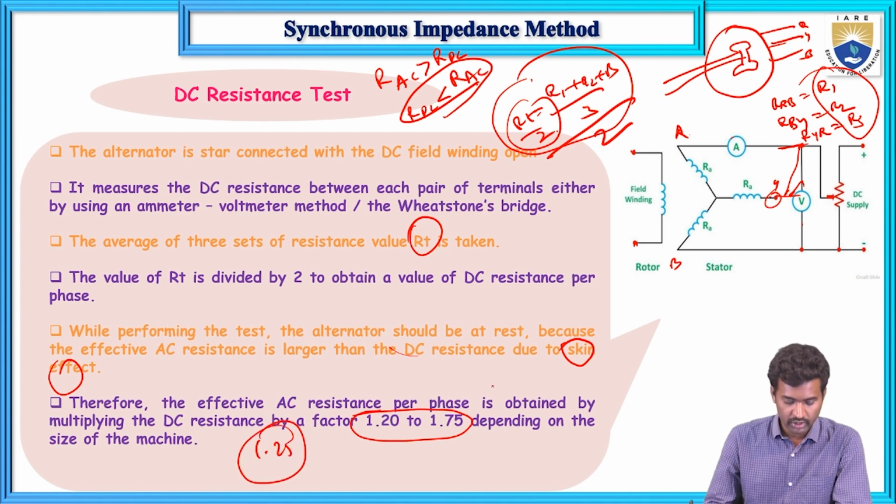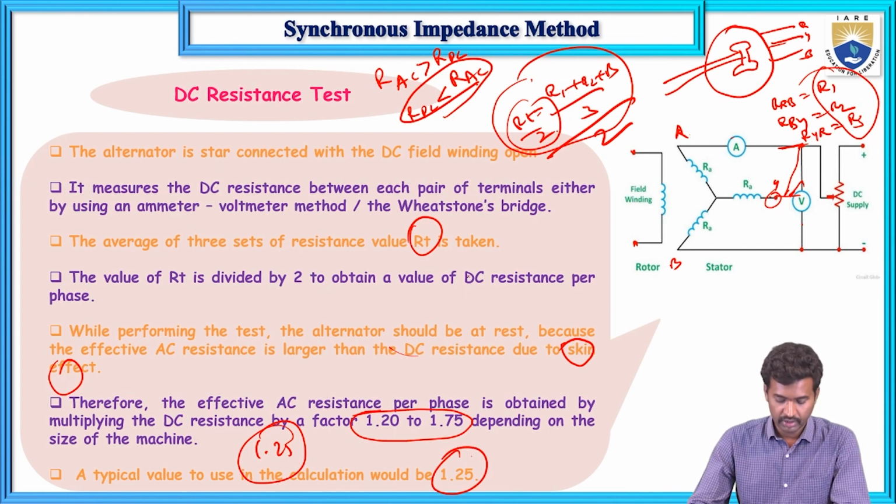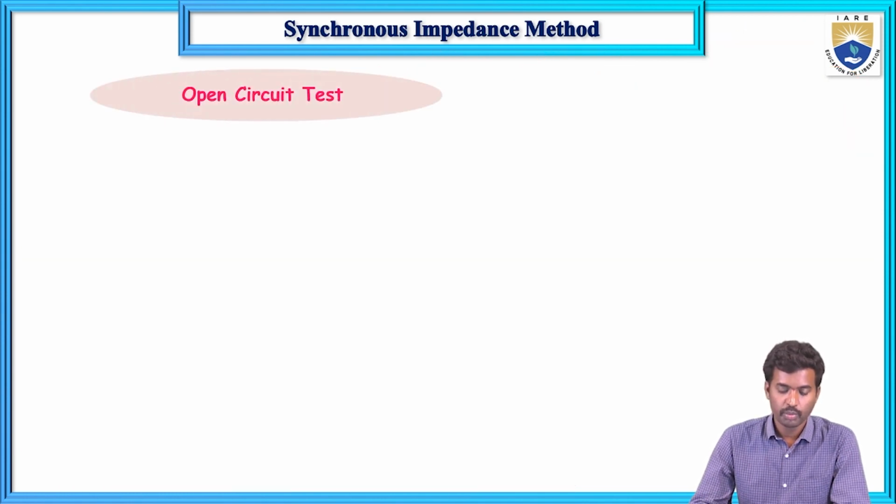So 1.25 is the correct value. This one I am multiplying with to get this. So this is the AC effective resistance per phase, this one. If you multiply with this 1.25, then you will get the DC resistance per phase. Now next case, open circuit test.